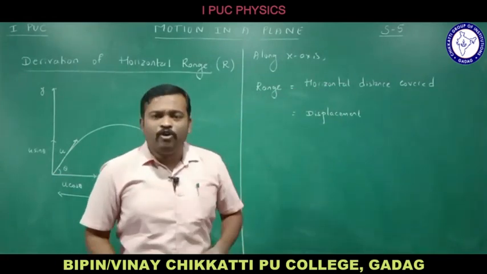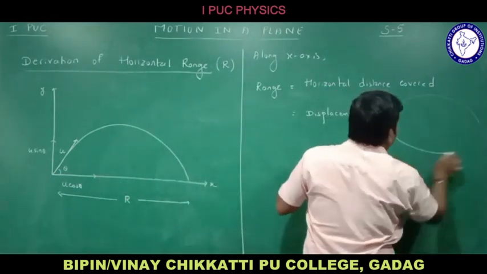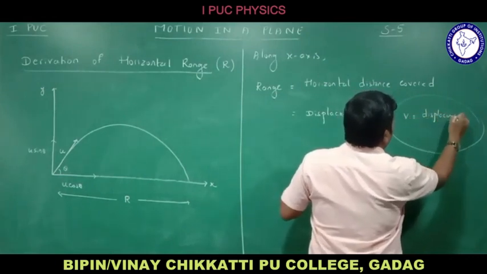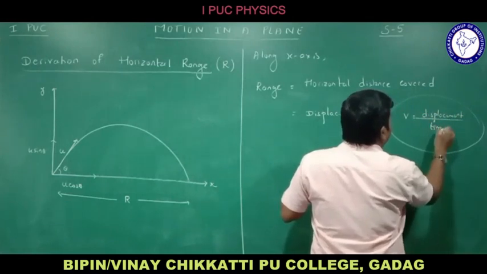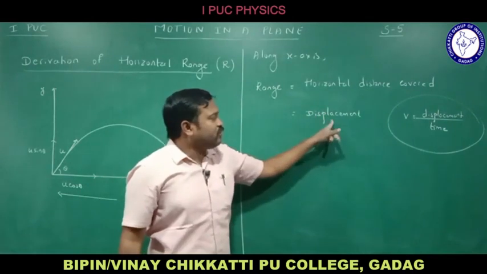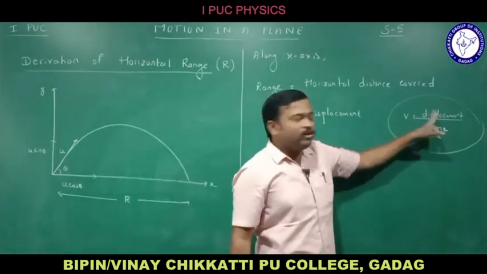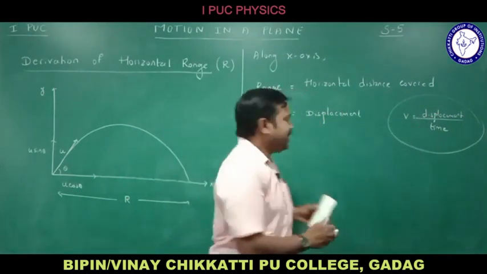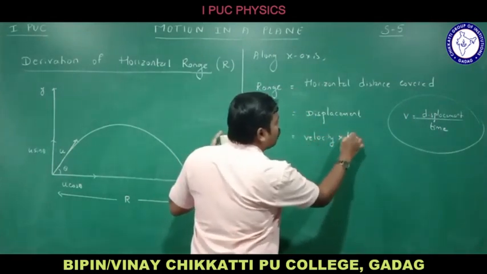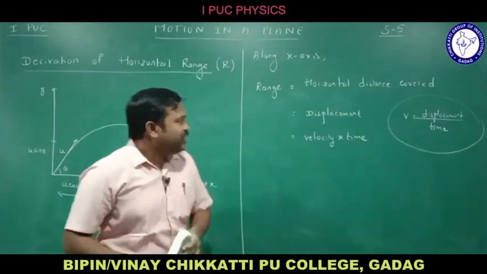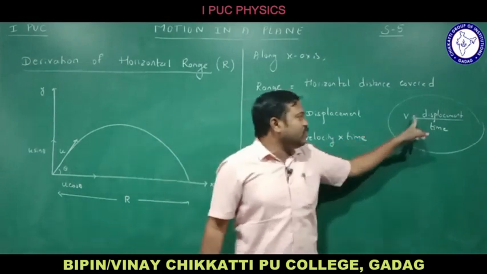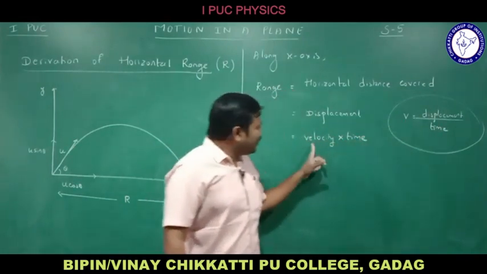And we know the formula for velocity. Come on, tell me, what is the formula for velocity? Velocity is distance traveled or displacement divided by time taken. Now I need the expression for displacement. Displacement is equal to velocity into time. This is nothing but displacement. What is the formula for displacement? Velocity into time, because velocity equals displacement by time, so displacement equals velocity into time.